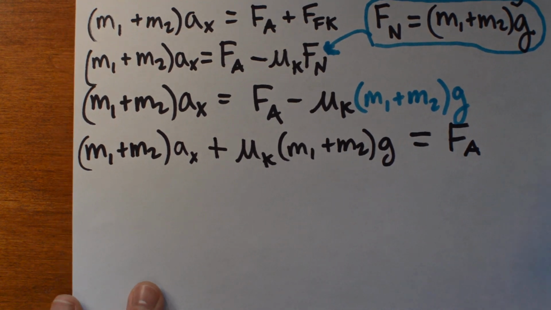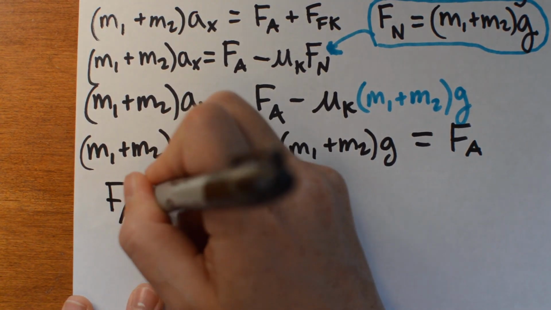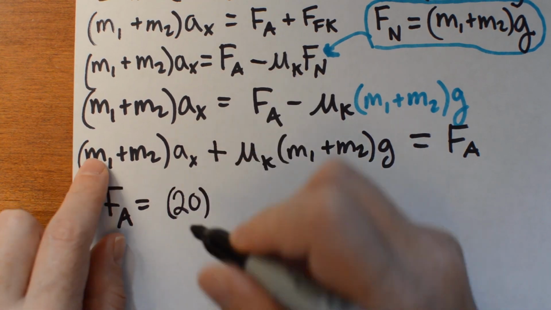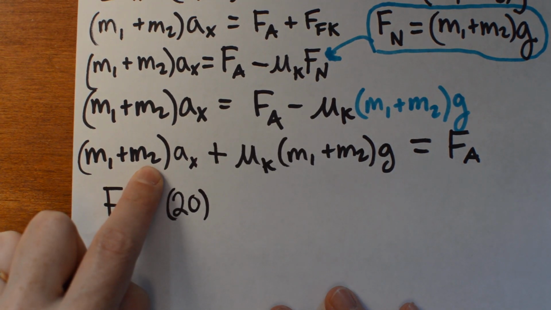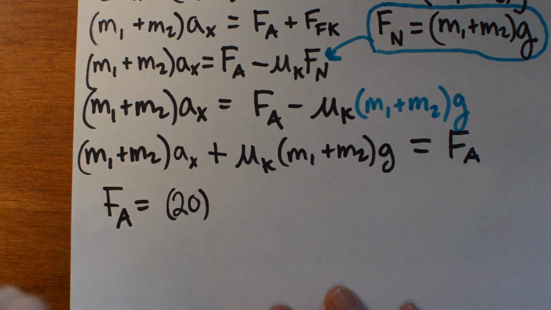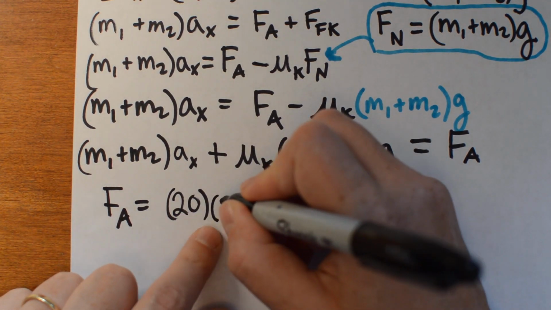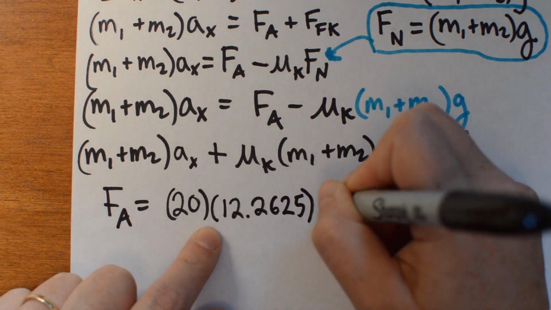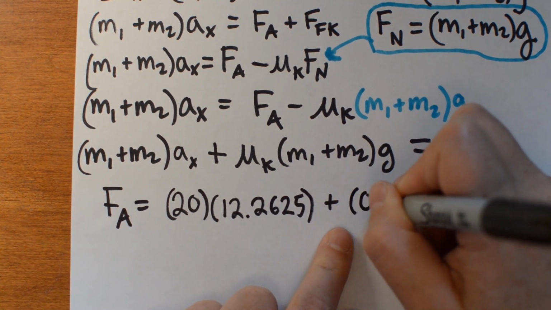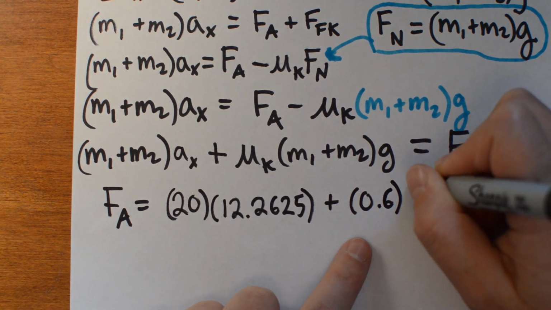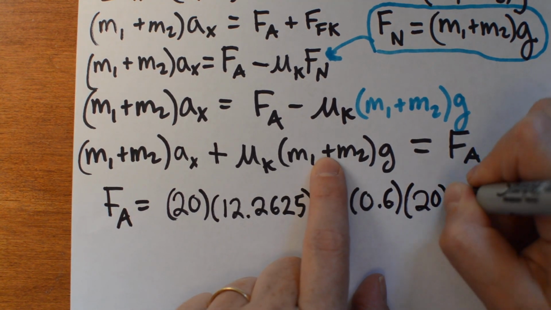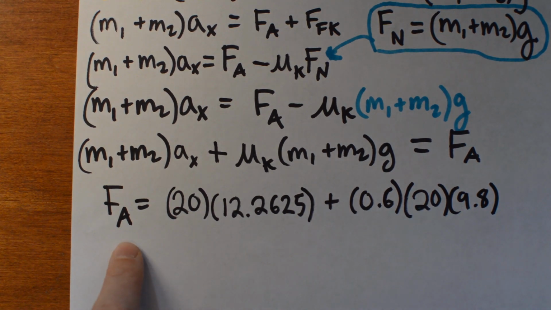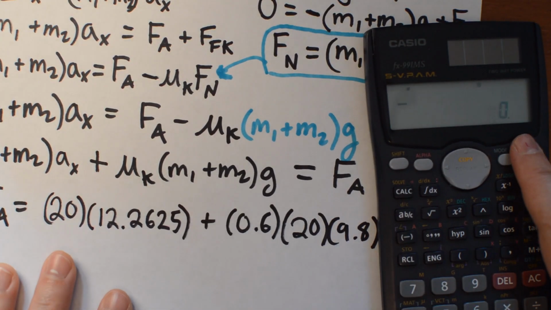We just need to plug in our numbers now. So FA is going to be M1 plus M2, that's 20 kilograms. M1 was 18, M2 was 2 kilograms, so adding together we just get 20 there. Times our acceleration we found was 12.2625, plus mu k is 0.6. M1 plus M2, that's 20 again, and G is 9.8. And that gives me FA. So now I just toss that all into my calculator.